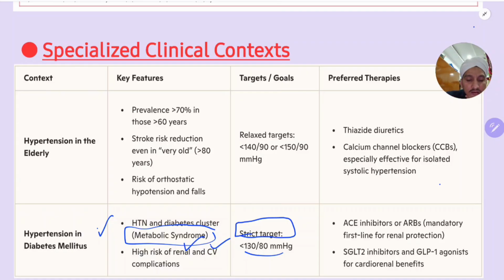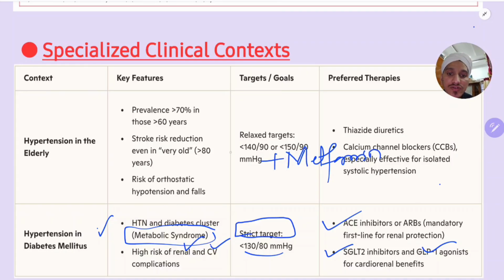So what are the drugs? ACE inhibitors or ARBs are the first line for renal protection. And if you are using anti-diabetic drugs, then SGLT2 inhibitors and GLP-1 agonists have cardiorenal benefits. That's why triple combinations are coming now. Previously, only metformin was the first drug of choice, and then you used to add glimepiride. Now it is not like that.